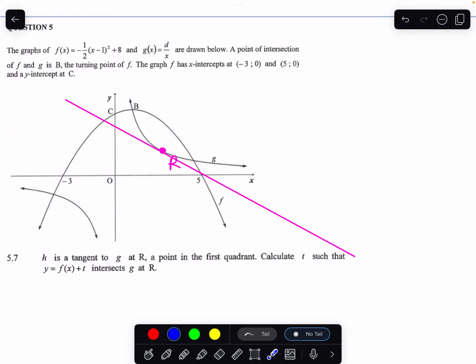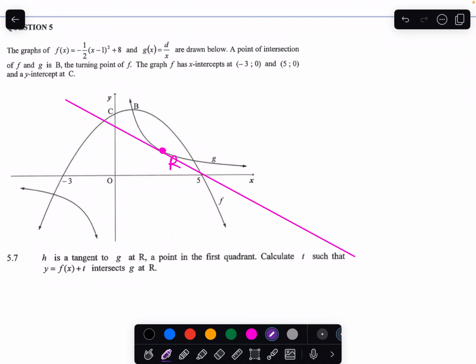calculate t such that y equals f(x) plus t. So this parabola, we need to move it up or down by a certain amount so that it intersects G at R. So in this case, we would need to move the parabola down a bit.